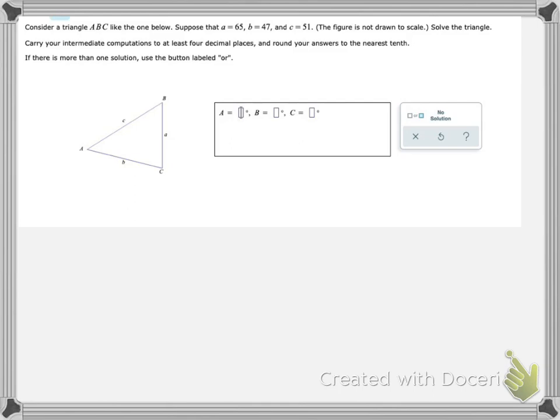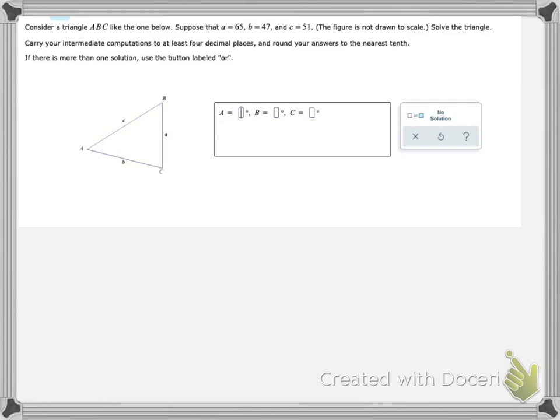Another situation when we need to use the law of cosines is when we are not given an angle and its corresponding side. Law of sines is a proportion, and so we have to have that angle and that side in order to use law of sines. But the good news is that we also have a law of cosines that we can use when we don't have that proportion, and it is from the Pythagorean theorem. So you will see a lot that looks like the Pythagorean theorem.